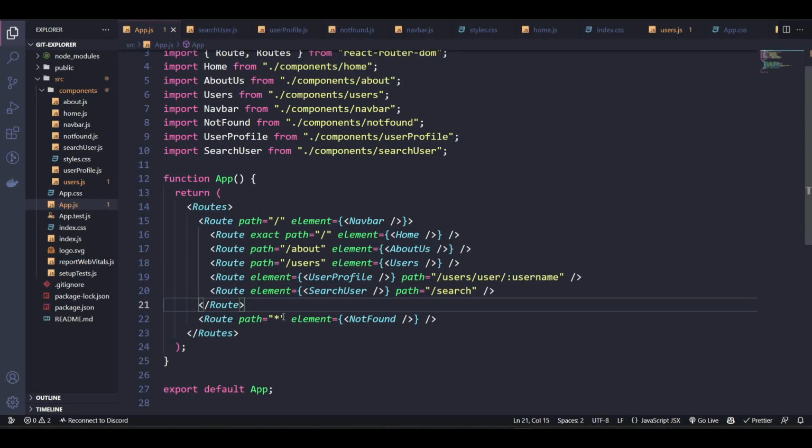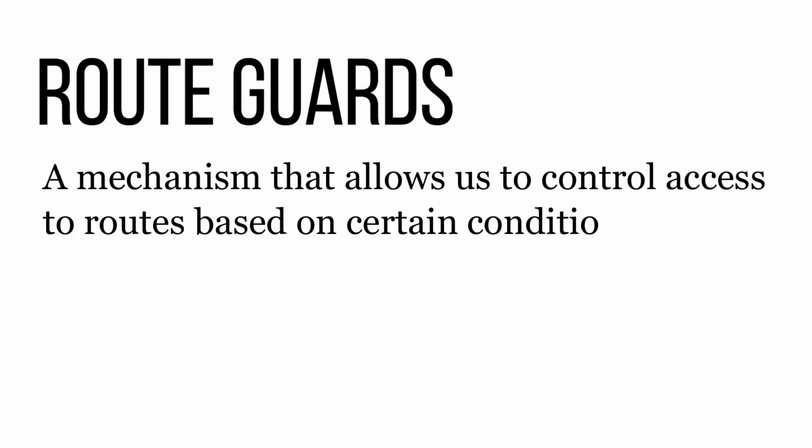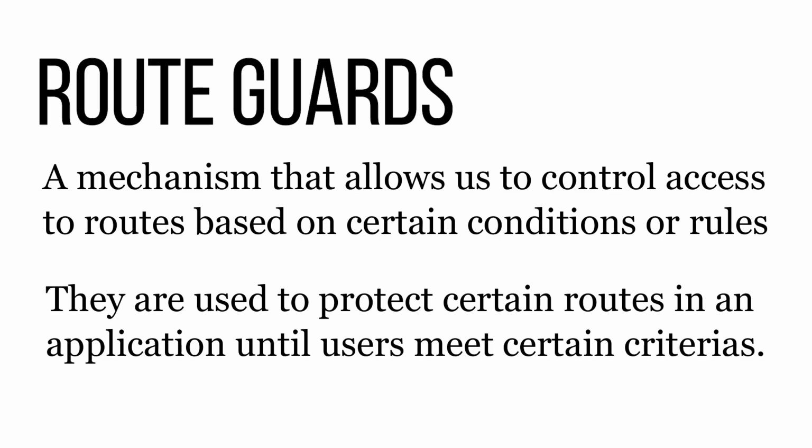In this lesson, we are going to be talking about route guards. Route guards, in the context of React Router, refers to a mechanism that allows us to control access to routes based on certain conditions or rules. They are used to protect certain routes in your application and ensure that the user meets certain criteria before accessing those routes. A typical use case of this are pages that hold sensitive data and requires a user to log in to access that page.